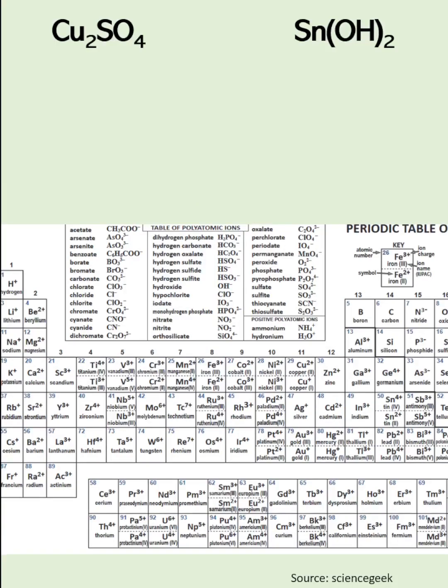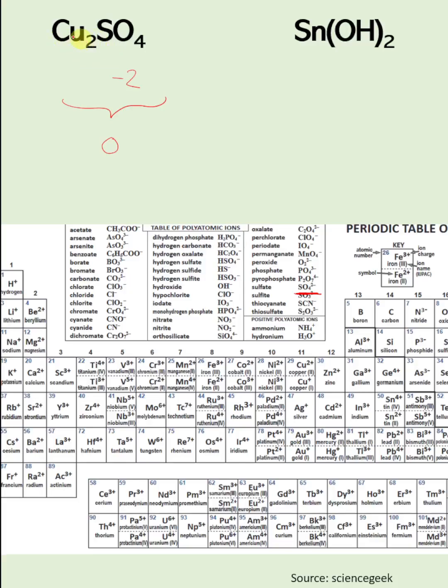Next we have Cu2SO4. Here we have copper. Copper also has a variable charge. Sometimes it's positive 2, sometimes it's positive 1. Let's start with the SO4 here. The charge of SO4 is over here, always negative 2. So again, the charge of this ion is negative 2. To make it neutral, what do you think is the charge of copper?